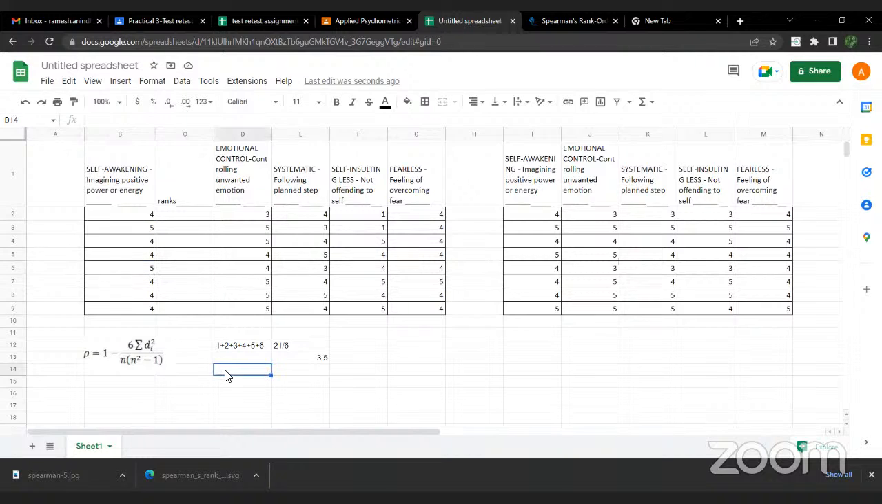So what are the positions that are left? The 7th position and the 8th position are left. So 7 plus 8 is what we'll do right now for 5. 7 plus 8 is 15, which will be divided by 2 because you're only sharing this amongst 2 positions. Does that make sense? Awesome. So now you're going to get 7.5 for the 5s here. So both the 5s will get the rank 7.5.